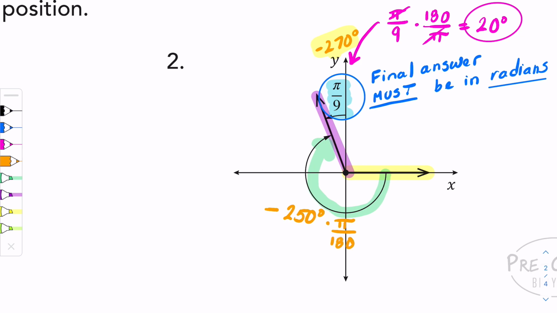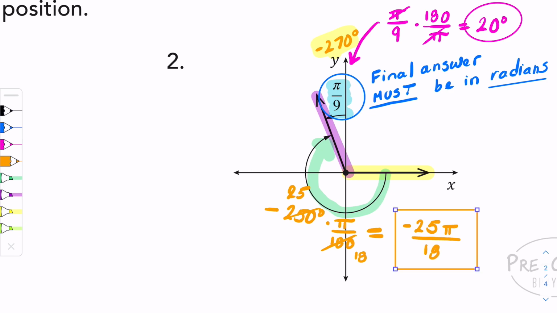Multiplying this by pi over 180, the only common factor I have is 10. 10 goes into 250 25 times. 10 goes into 180 18 times. So my solution in radians is negative 25 pi over 18. That's my final answer. And above it, I'm just going to list that it was negative 250 degrees.